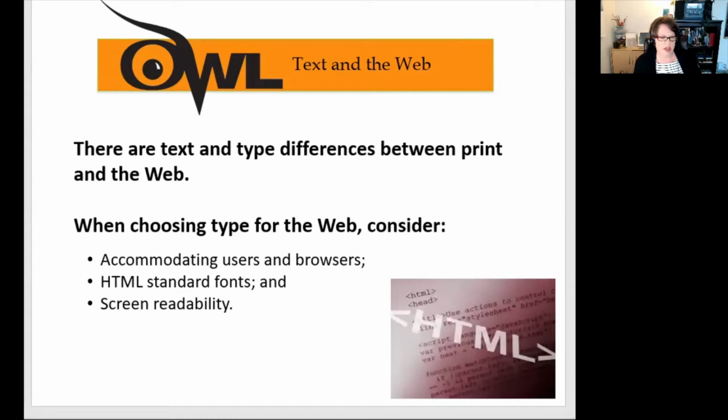So here, we have to also consider text on the web. It's important to know how the web differs from print. First of all, fonts are handled differently between the two. Print-based documents are static. And when designers create and print a document, there are no surprises with the appearance.